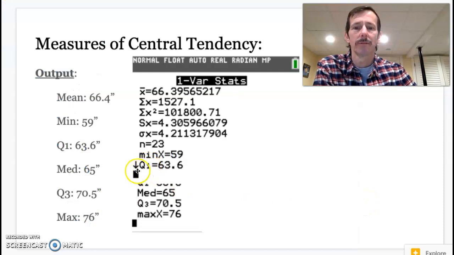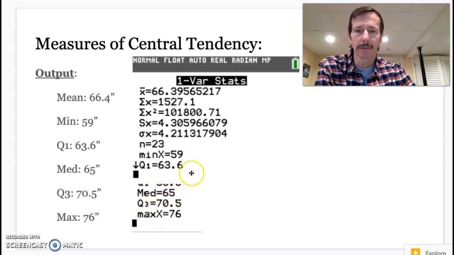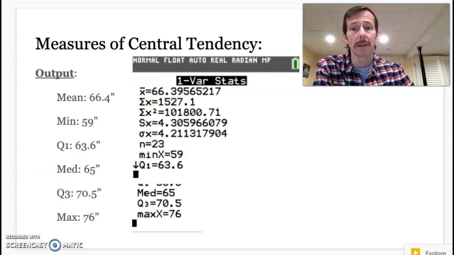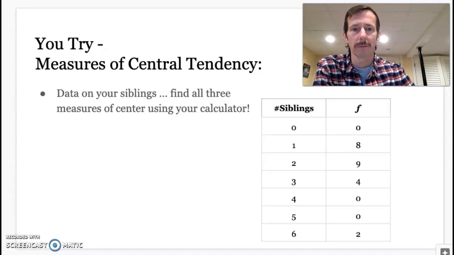And then if you scroll down, you would be able to get the median and the other quartile and the max. Notice that the median of 65 and the mean of 66.4 are pretty close, but the mean is a little bit bigger than the median because of that skewness to the right. That really tall individual, or a couple of those tall individuals, pulled that center towards the tail a little bit. And we'll talk about why that's important in a minute.